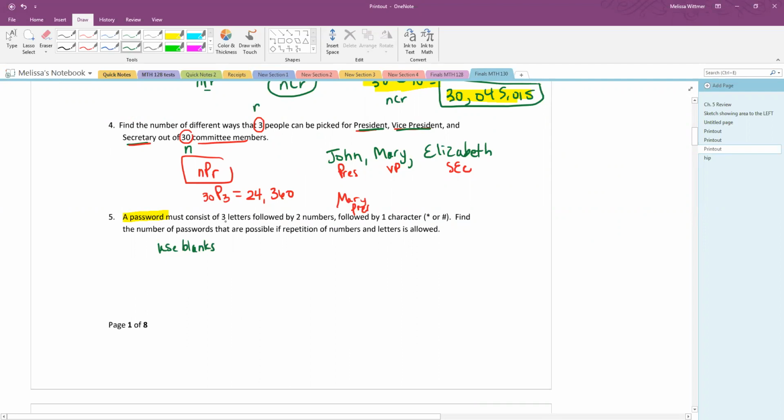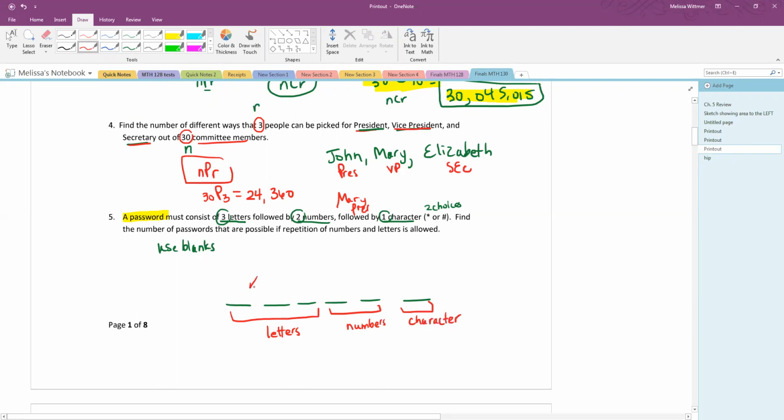So our password has to have 3 letters followed by 2 numbers followed by 1 character. Now, we have 2 choices for that character, but we have to pick one. So the total blanks are 3, 4, 5, and 6. So I set up my password. Now the first 3 positions have to be letters, and then I have 2 numbers, and then I have a character, and I have a couple of choices.